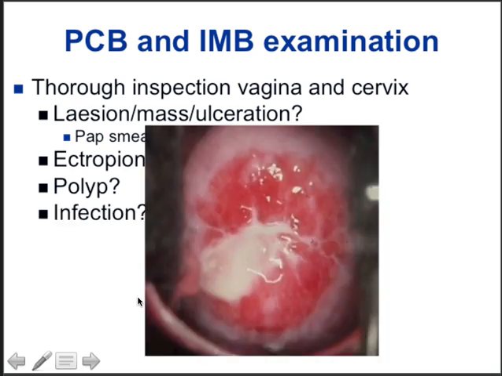In infection, this picture shows, completely in contrast to the previous one, yellowish-greenish mucus, leukorrhea, dripping from the cervix, and this is a very typical picture for a lady who's diagnosed with gonorrhea. Here we see, by the way, as well an ectropion, the red area, and outside is the squamous cells. So this is the squamocolumnar junction.